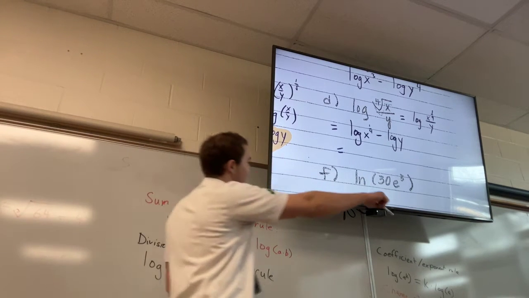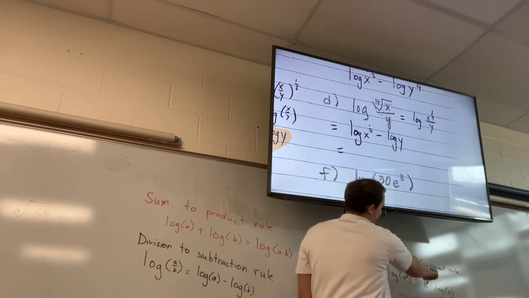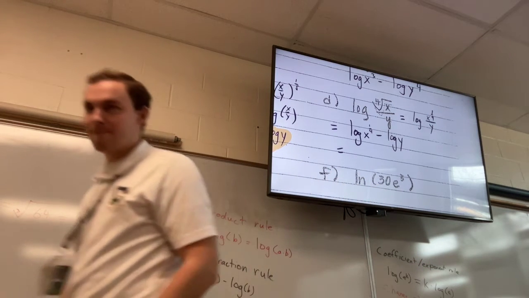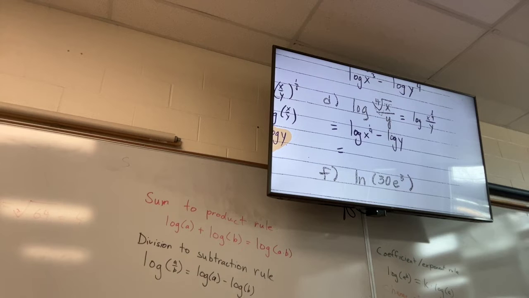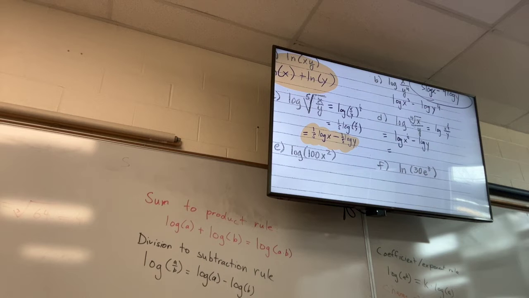What's this one? Coefficient exponent rule. If I have an exponent, it can become what, Rylan? So this exponent I can just move to the front right here and make it a coefficient, okay? Does that make any sense? So that becomes 1/4 log x minus log y. Okay.